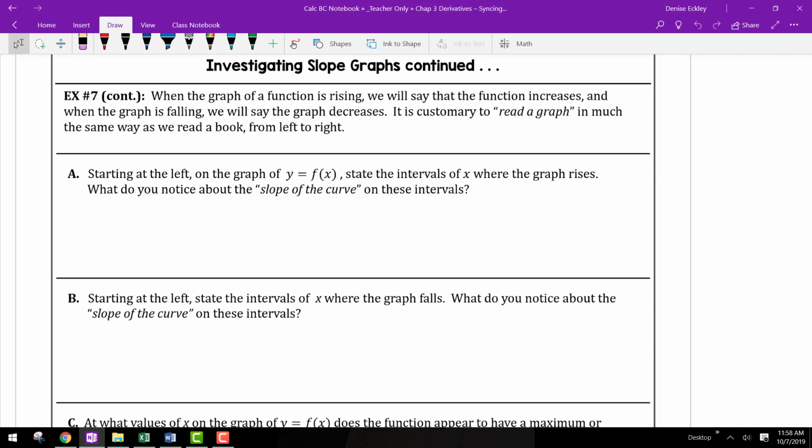So one of the first questions we want to ask ourselves is, when the graph of a function is rising, we'll say that the function increases, and when the graph is falling, we'll say the graph decreases. So we read a graph from left to right, just like a book. Starting at the left, on the graph of f of x, state the intervals of x on which the graph rises. And what do you notice about the slope of the curve on these intervals?